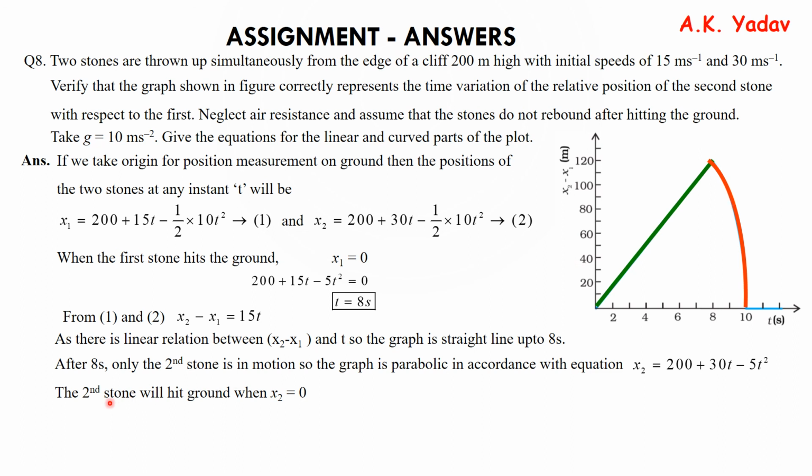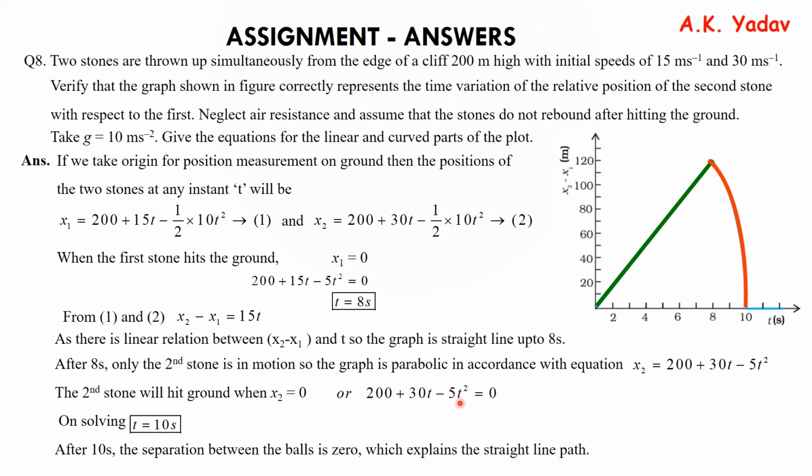Now, the second stone will hit the ground when x2 equal to 0, or this equation, that is 200 plus 30t minus 5t square is equal to 0. On solving, I get t equal to 10 second. Again, there will be another value of t, but it will be negative, so we neglect that. That means after 10 seconds, the separation between the balls is 0, which explains the straight line part. That is the third one.